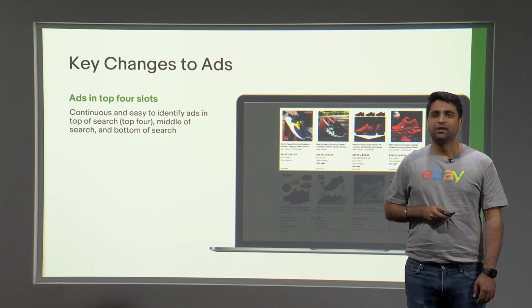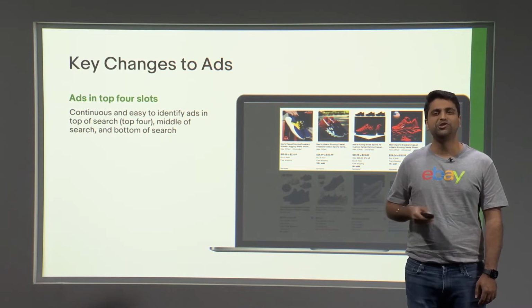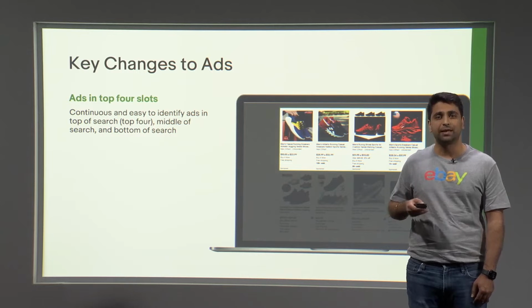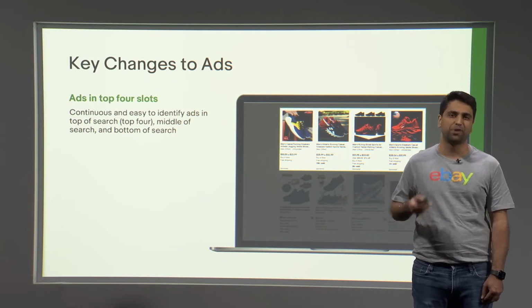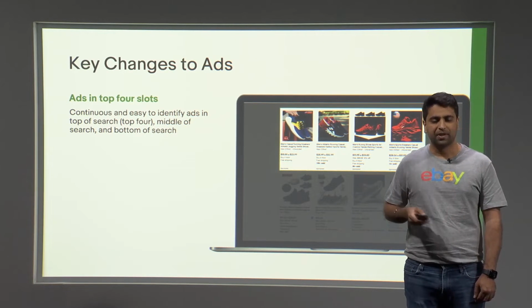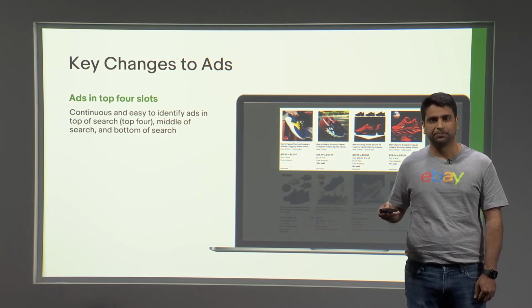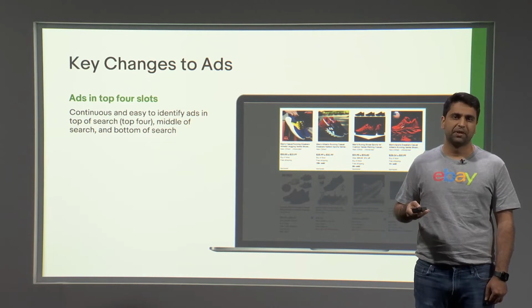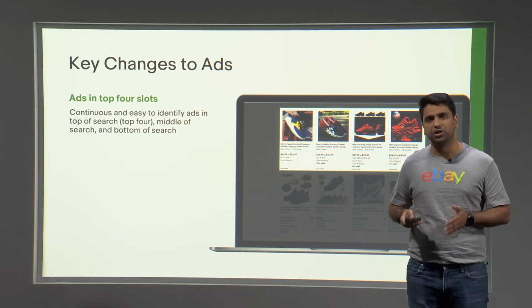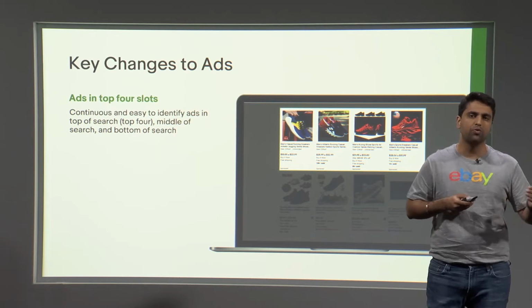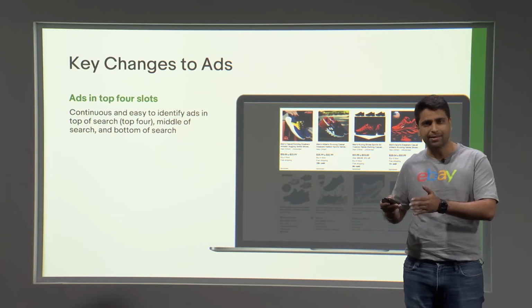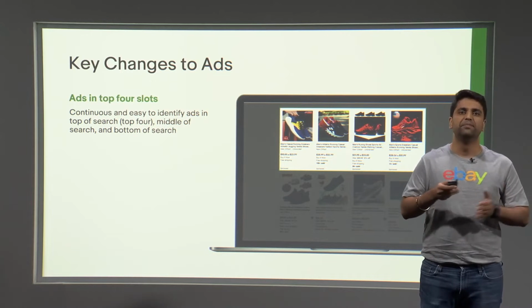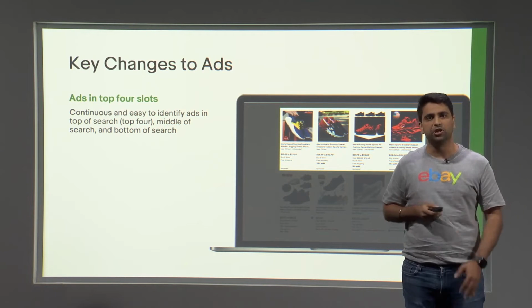And finally, we'll go through a couple of key changes to ads. Some of these are already in place and some of these are upcoming. Number one, ads in top 4 slots. To give you some history, ads in the search river were interspersed throughout the river. You would see ads as well as organic results mixed with each other in the search river.